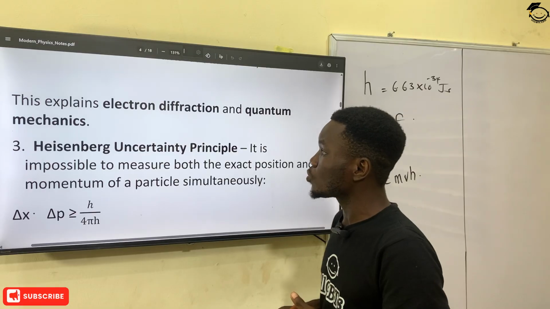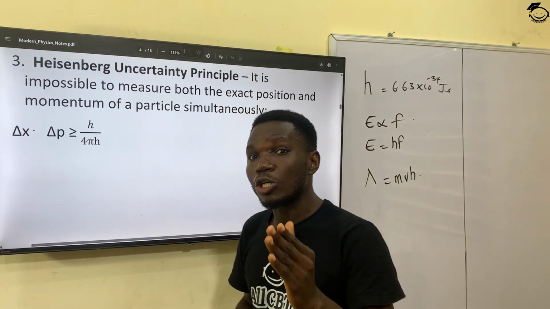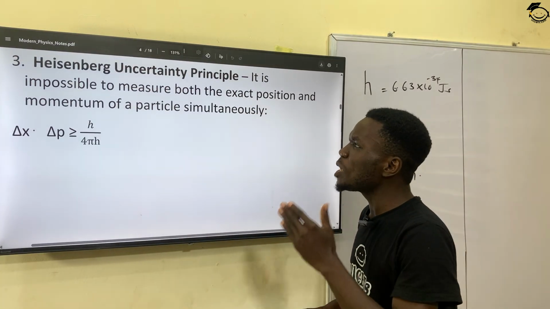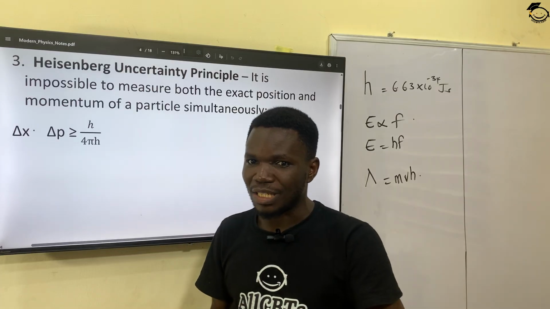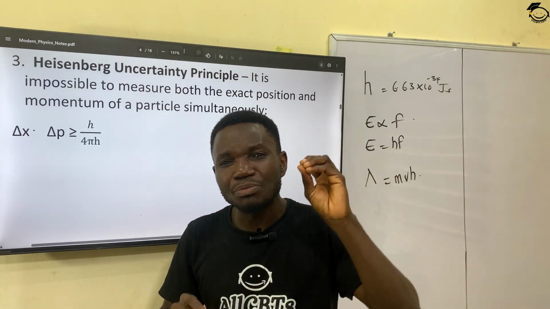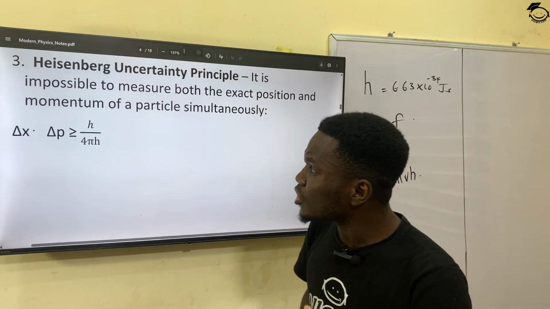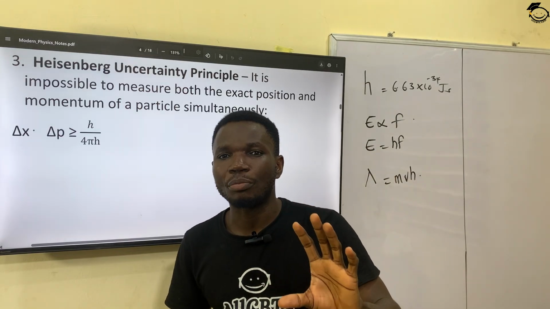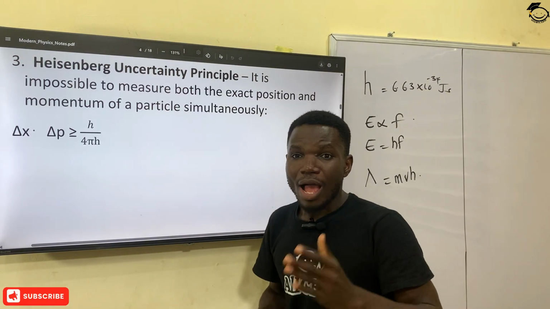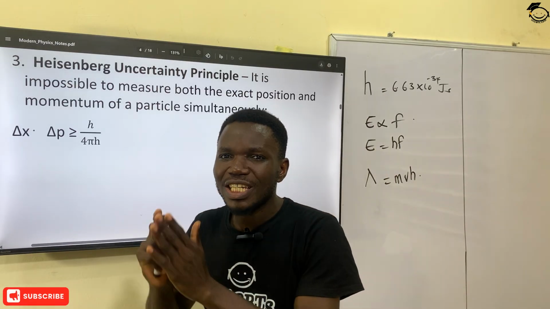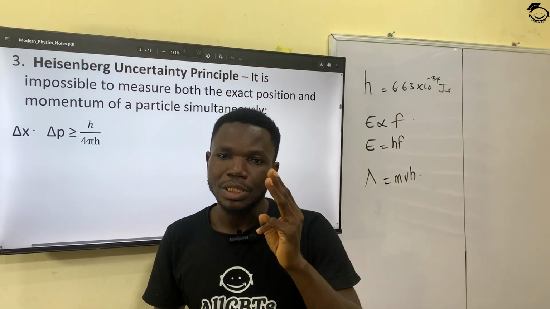So let's talk about the third one, which is the Heisenberg uncertainty principle. Heisenberg also brought about a principle that we call the uncertainty principle, and he said that it is impossible to measure both the exact position and the momentum of a body simultaneously. Which means you are either measuring the momentum of a body, or you are measuring the exact position of a body, but you cannot do them together. So that is what we call the uncertainty principle. According to Heisenberg, you have to measure either the change in momentum separately, or the exact position of a body, but you cannot do both at the same time.